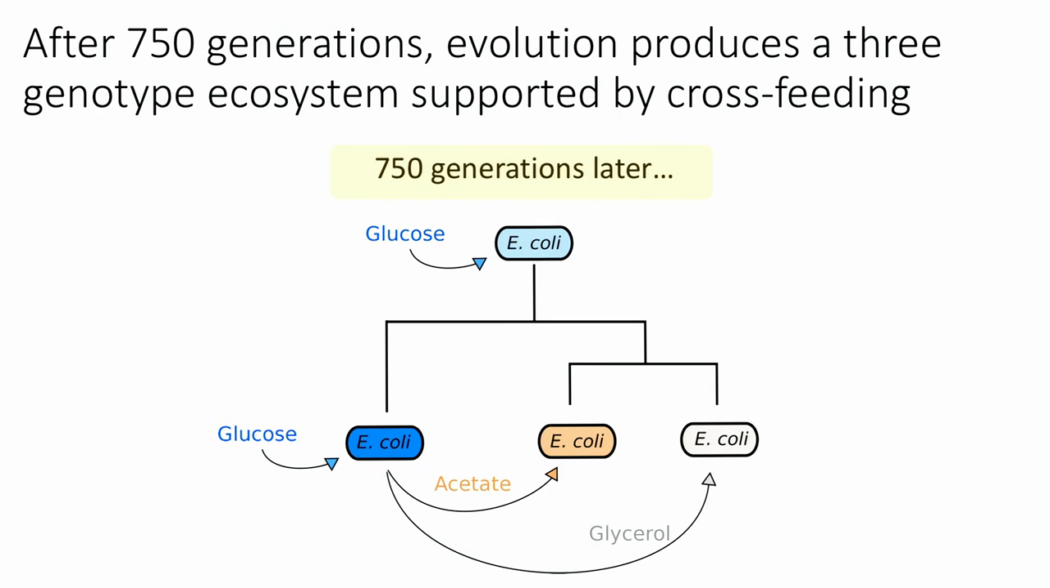And those two extra niches, the acetate and the glycerol, had been exploited through the evolutionary emergence of mutants that were specialists in the consumption of those two resources. So this is an example of how a multi-species, multi-genotype, if you will, ecosystem can spontaneously assemble, even through evolutionary processes, in just a few hundred generations, through the construction of new niches from the provided one. All of this experiment was done in minimal media with a single carbon source, right? This is a defined medium.